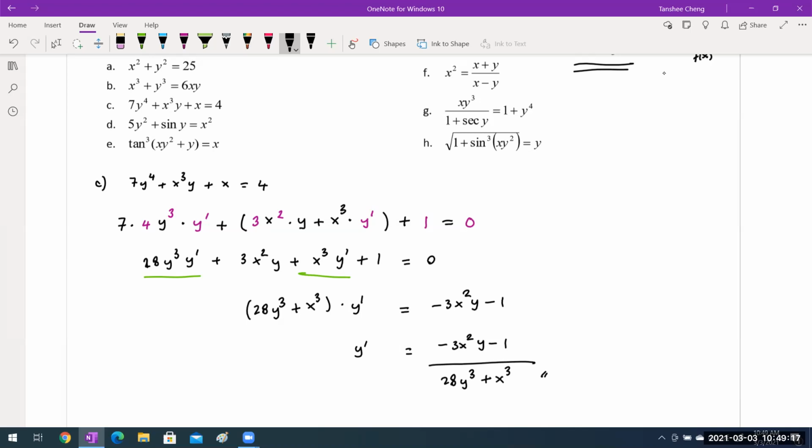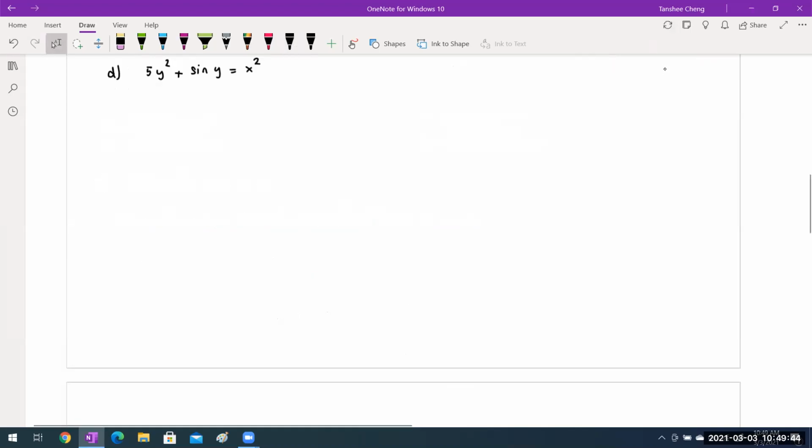So let's take a look at example D. For example D, when I take the derivatives with respect to x using implicit differentiation, for the first term, 5 is a constant, so write it outside. And then I need to take care of the power, which is going to be what, 2, and then y to the first power.